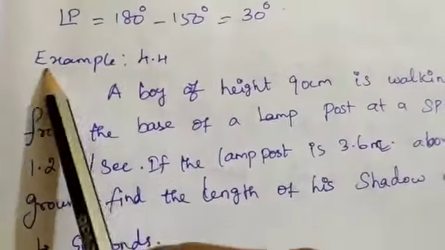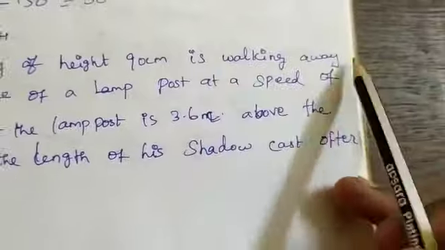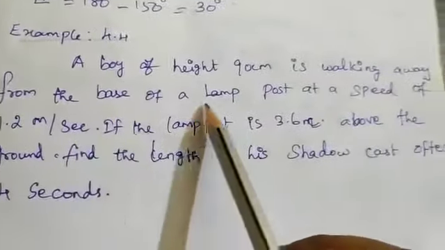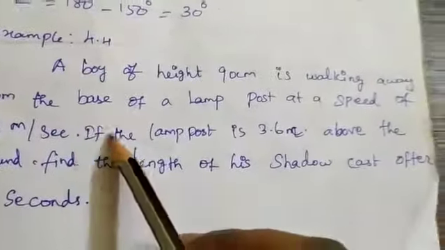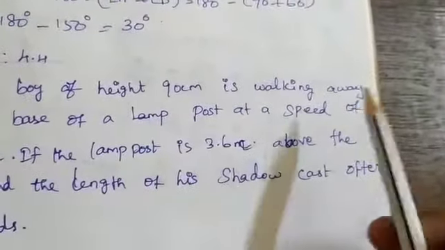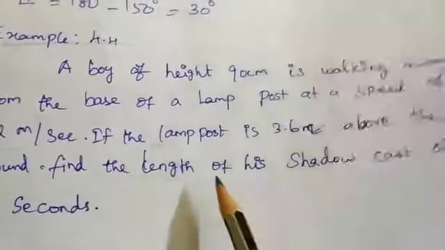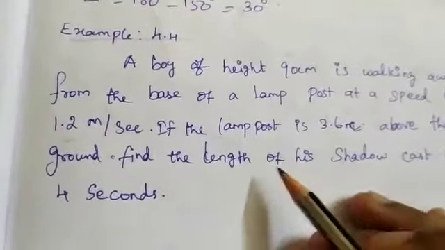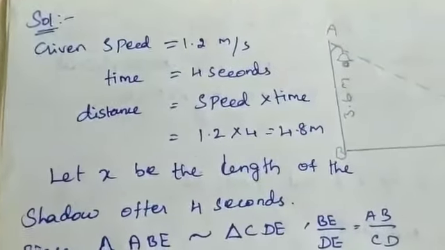So students, let us move to our example number 4.4. A boy of height 90 centimeter is walking away from the base of a lamp post at the speed of 1.2 meter per second. If the lamp post is 3.6 meter in height above the ground, find the length of his shadow cast after 4 seconds. Okay, so now let us see the answer for this question.